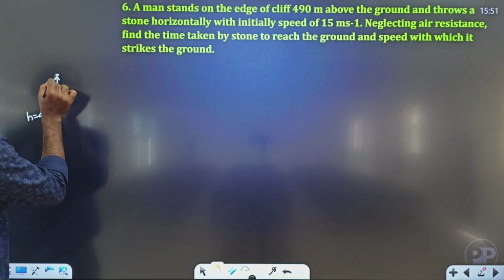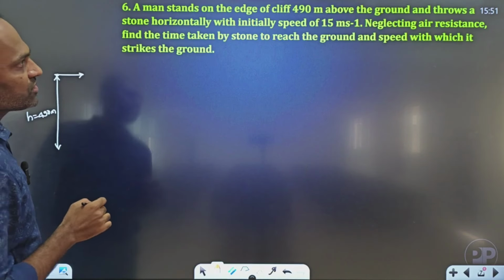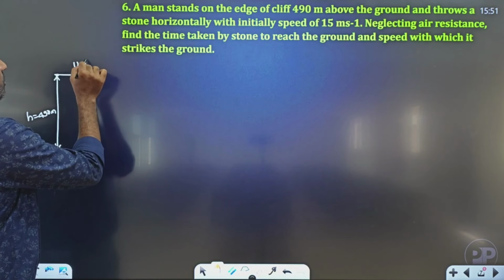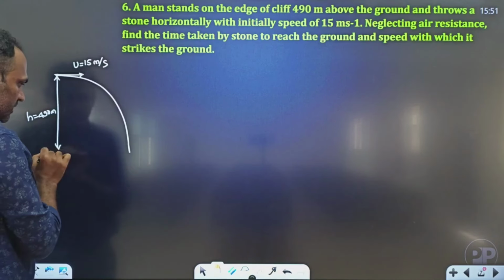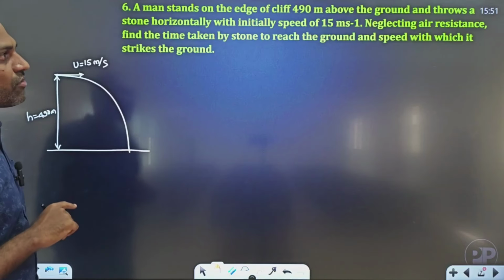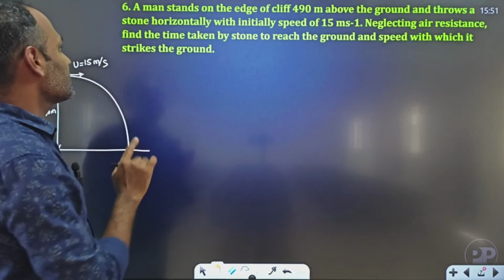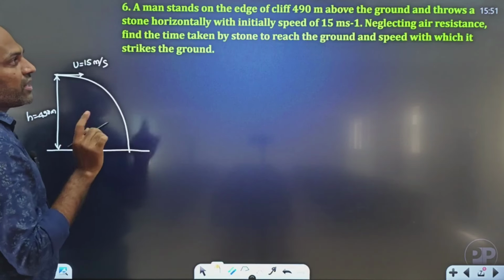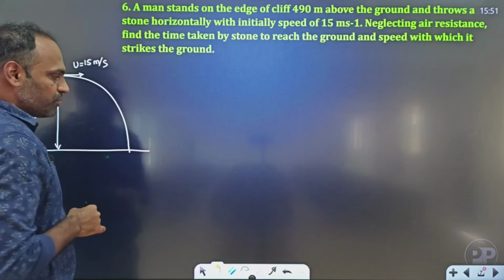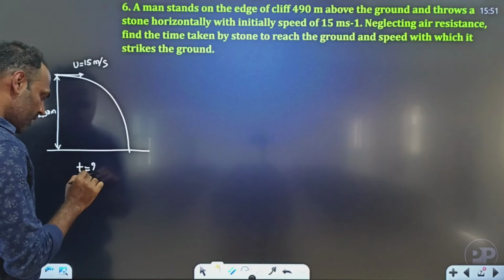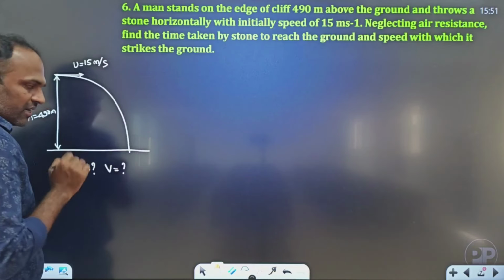He stood at a height, and from here a stone goes; with how much velocity has he thrown it? He has thrown it with a velocity of 15 meter per second. So it will come and fall on the ground like this. We are asked to calculate, neglecting air resistance, the time taken, that is the time of flight, and the speed with which it strikes the ground. So the time of flight, and then with how much speed it hits.